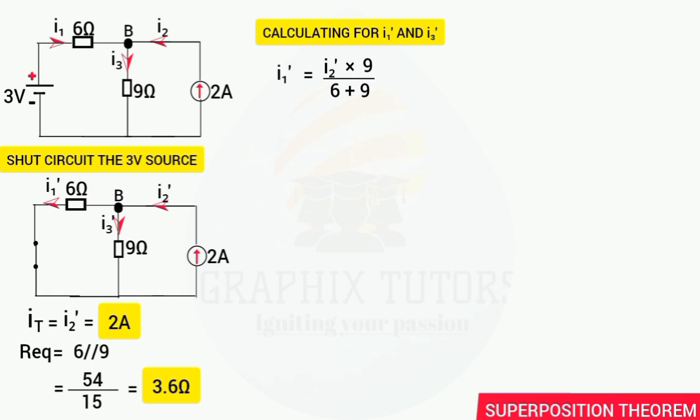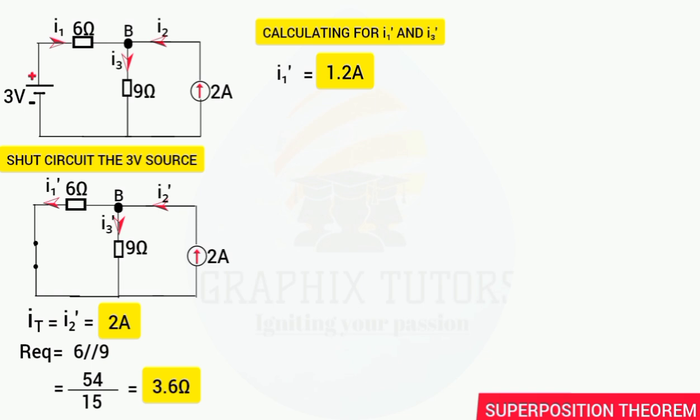And what is my I2 prime? My I2 prime is 2A. Is that taken? So when I multiply 2 times 9 all over 6 plus 9, that will give us 18 over 15. And if we divide 18 by 15, your I1 prime will be equal to what? 1.2 ampere. So that is my I1 prime.